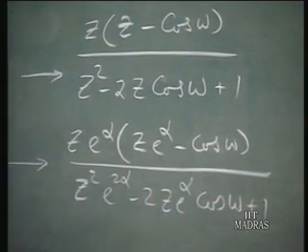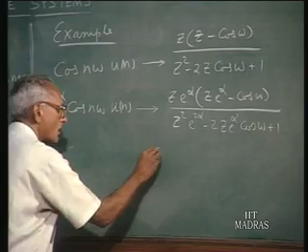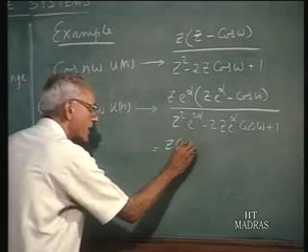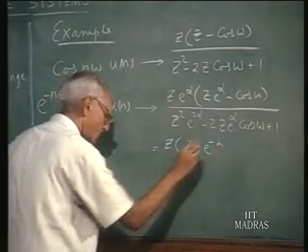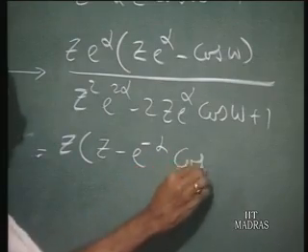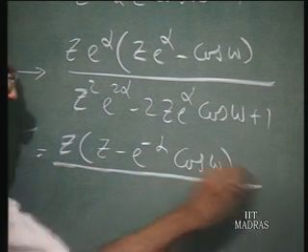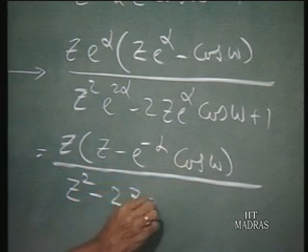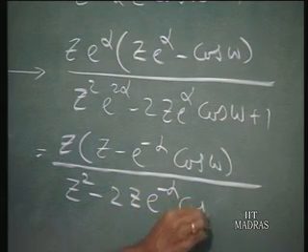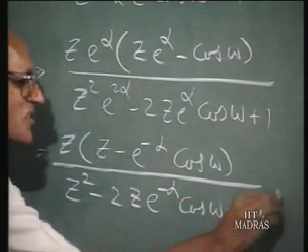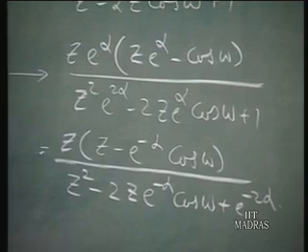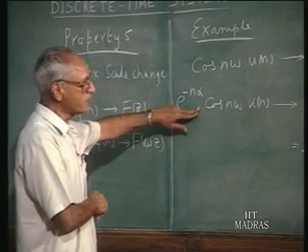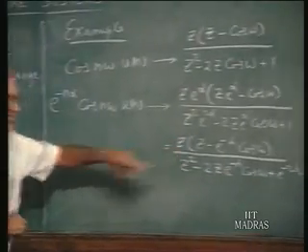This can be put in an alternative fashion which is often found convenient. Z times (Z minus e power minus alpha cos omega) divided by Z squared minus 2Z e power minus alpha cos omega plus e power minus 2 alpha. So this is an alternative expression which is often found convenient. A damped cosine function will have a Z transform like this.